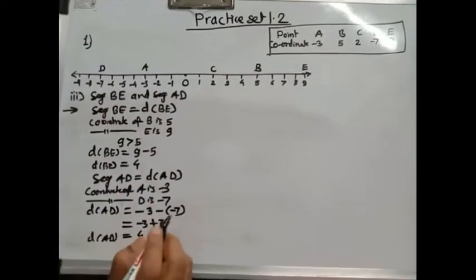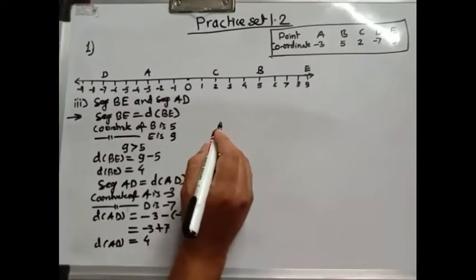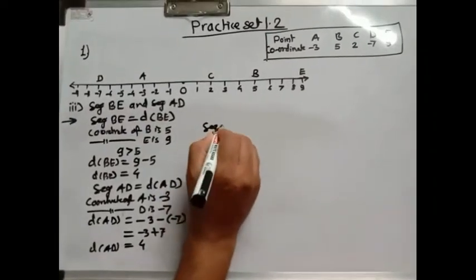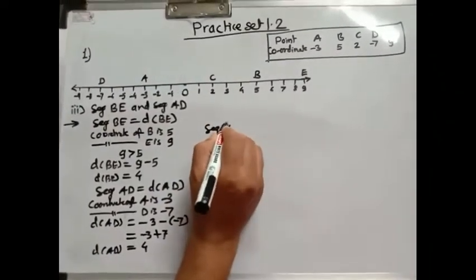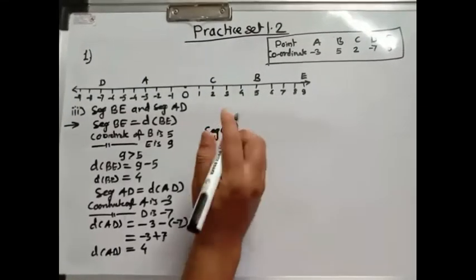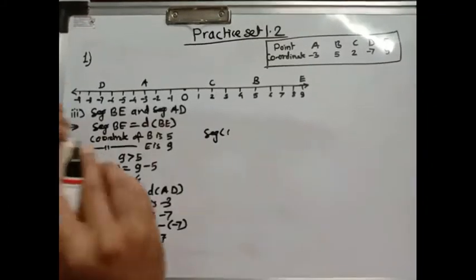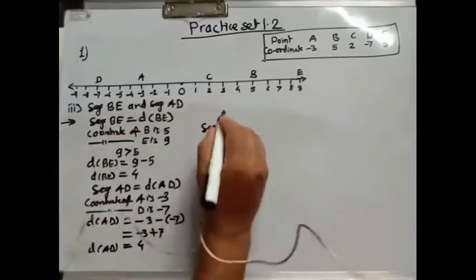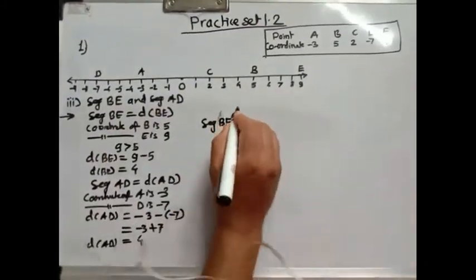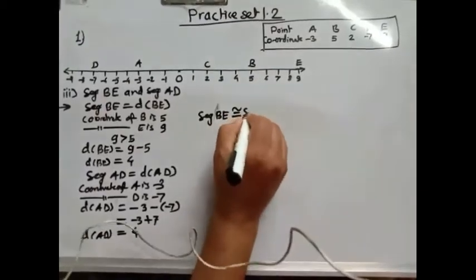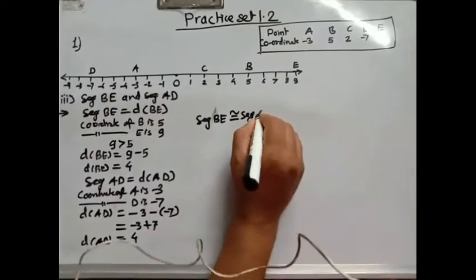So the distance of AD is equal to 4. These two are congruent. So we can write down that segment BE is congruent to segment AD.